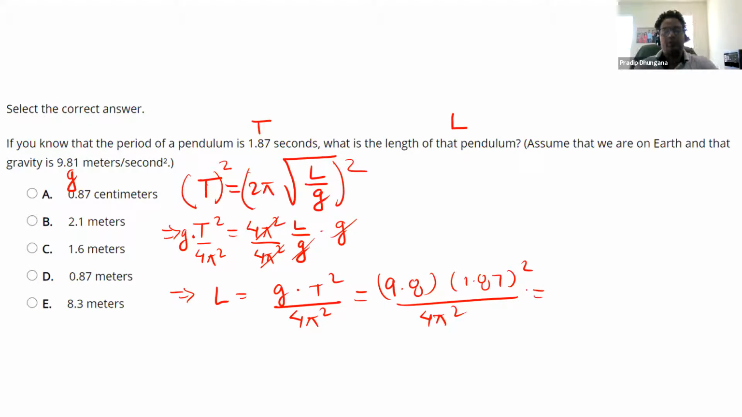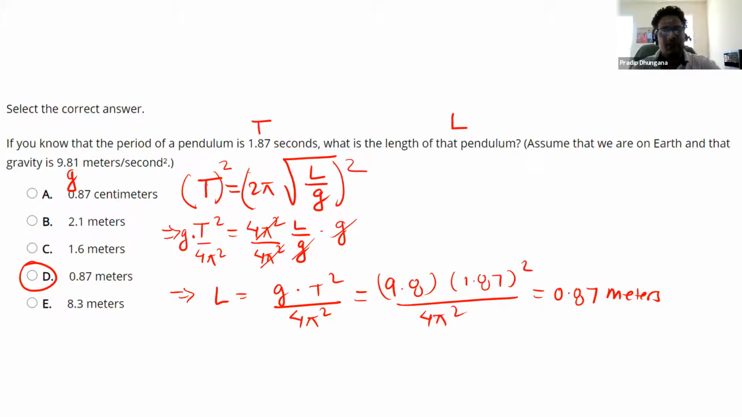And you can use Desmos or any other calculator to calculate that value. And once you calculate, you will get around 0.87 meters. So the length of the pendulum is 0.87 meters.